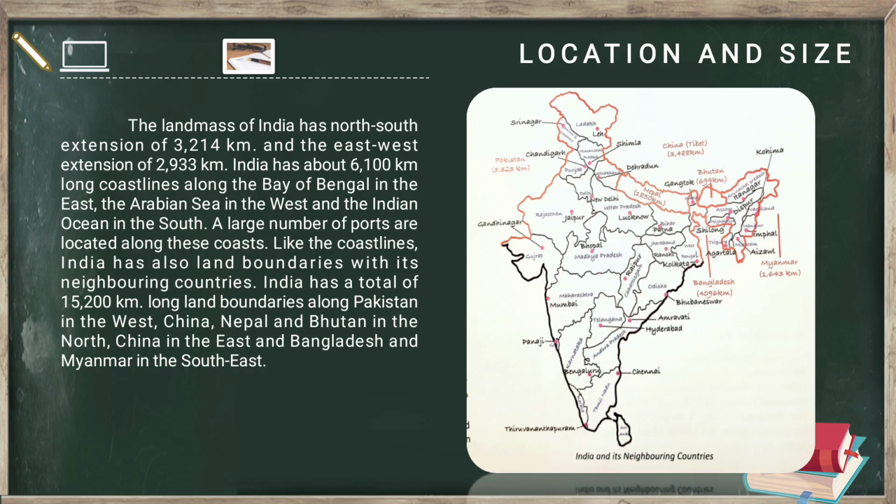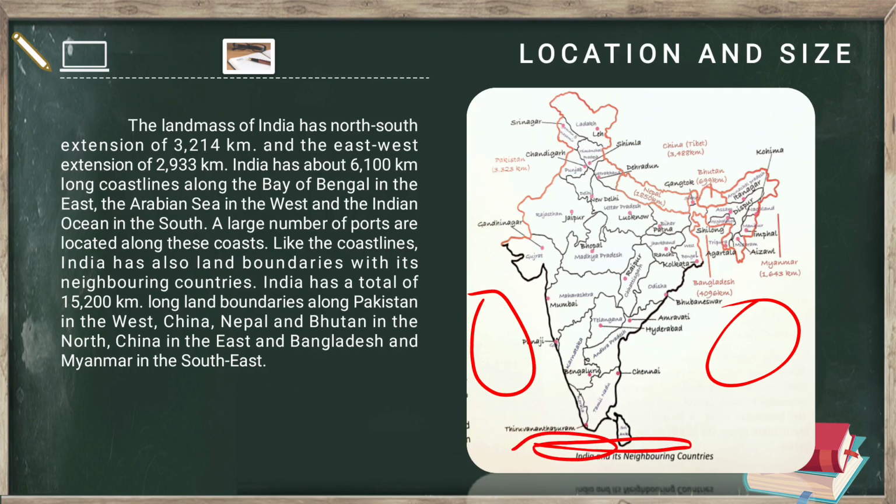So this coastlines along the Bay of Bengal. On the eastern side, it is the Bay of Bengal. On the western side is the Arabian Sea, and then the Indian Ocean in the south. So this is the Indian Ocean.